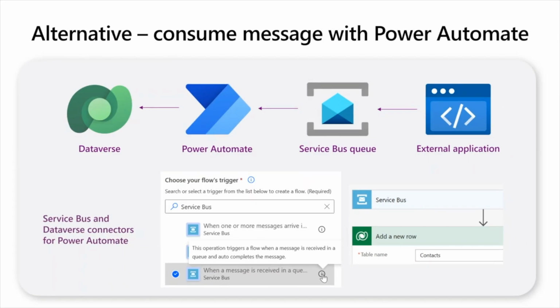One alternative to the solution we just described would be to use a Power Automate flow instead of an Azure function. Power Automate has a Service Bus connector that will expose a trigger to start the flow when a new message is received in a queue. By using the Dataverse connector, it's then possible to define an action to create a new row in the contact table. With this alternative, we would achieve a very similar result, but using a low-code, no-code approach.